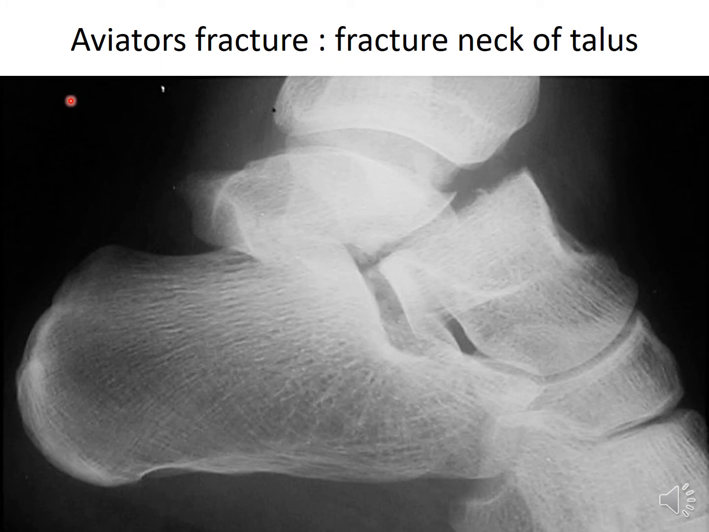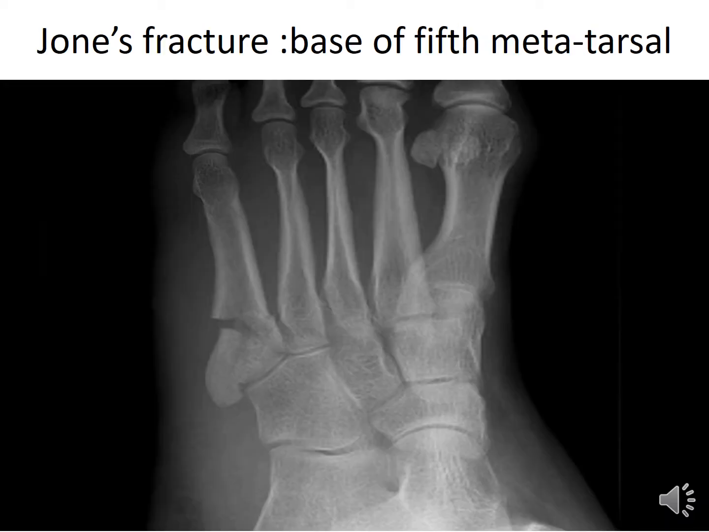Next is the aviator fracture. Aviator fracture is the fracture of the neck of talus. So this is the talus bone where we can see the fracture of the talus bone, neck of the talus bone.